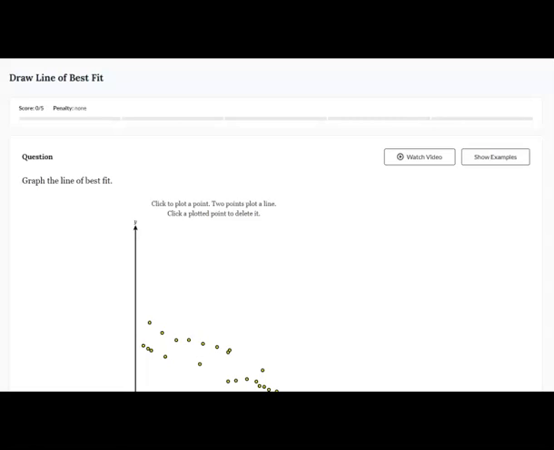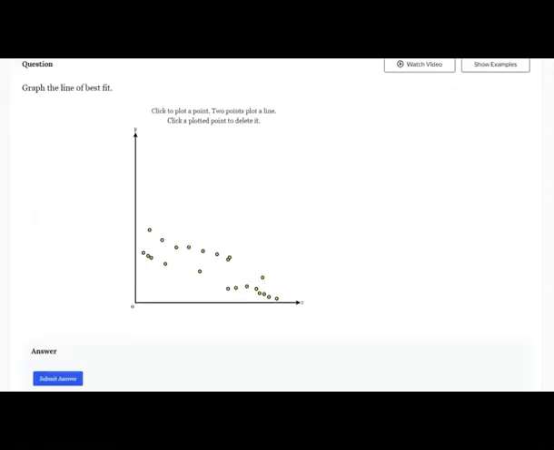All right, let's take a look at the next topic. Drawing a line of best fit. A line of best fit goes somewhere through the middle of your data. So I drew with my pen, but you are going to draw with your mouse or your trackpad.